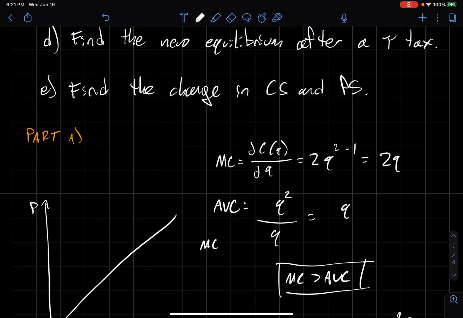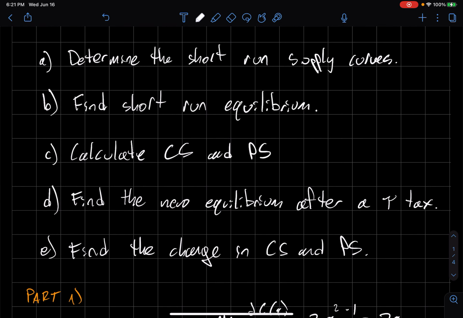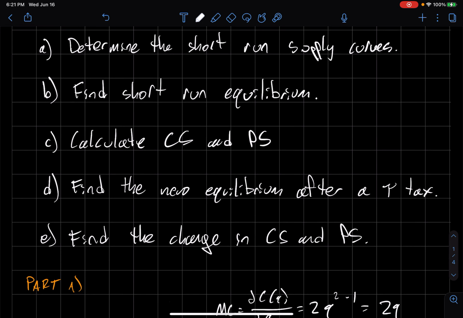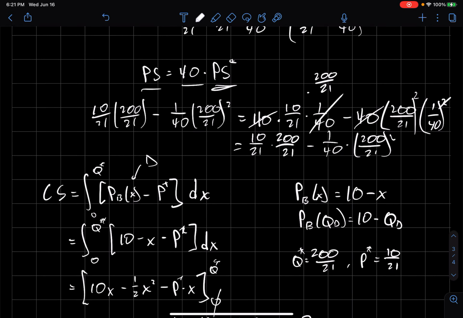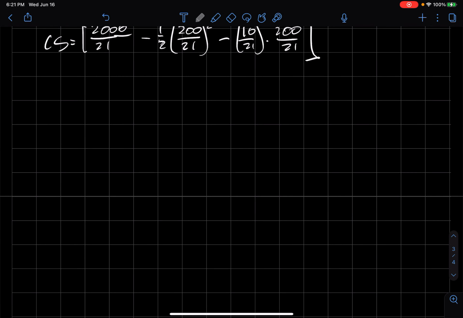All right, so that's part C. Part D is to find the new equilibrium after a tau tax. So I haven't defined what the tax is, which gives us some flexibility.